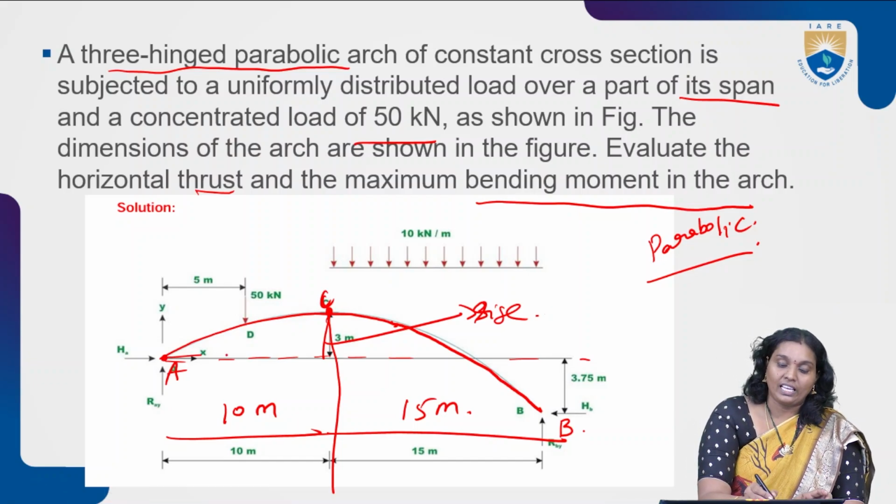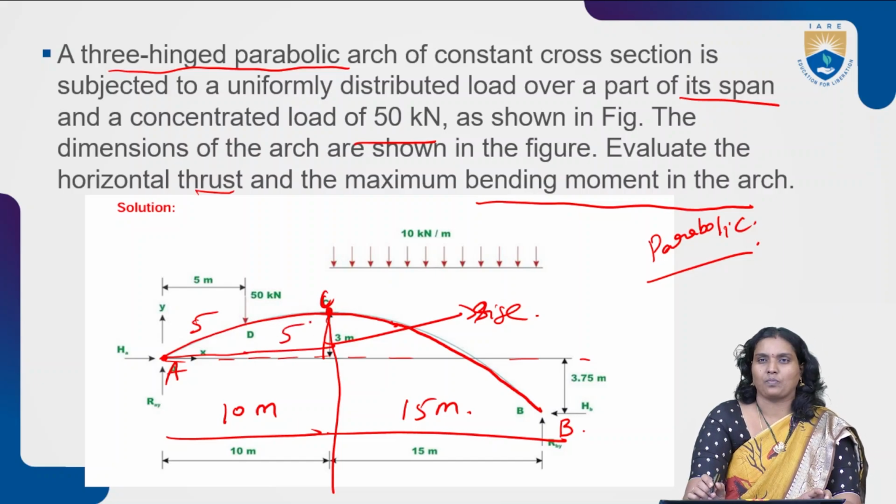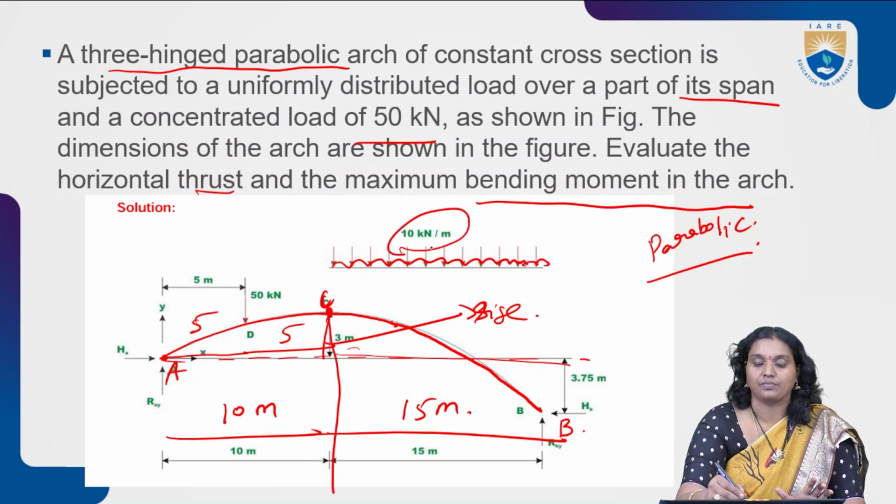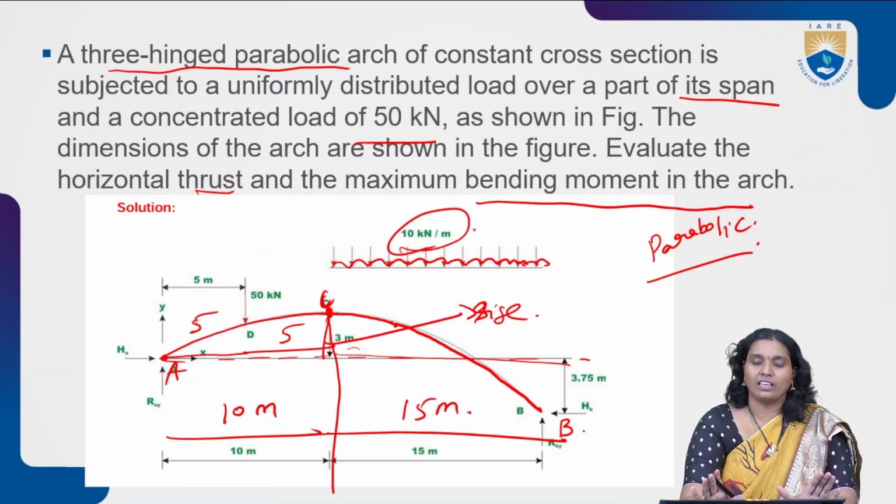From A to D, the distance is 5 meters. From D to C is 5 meters. On the remaining 15 meters from C to B, a uniformly distributed load is acting, equal to 10 kilonewton per meter. These are the given things.